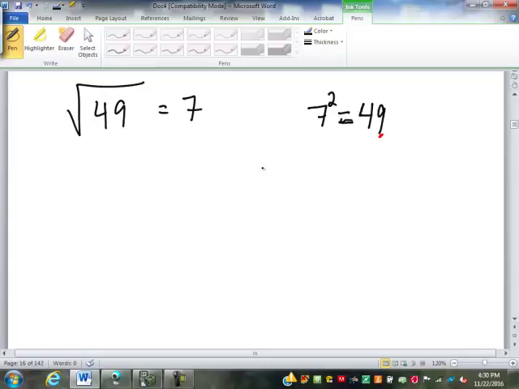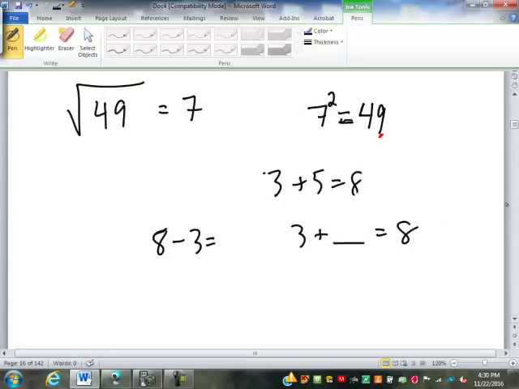I mean, the definition of addition, well, addition we defined on the number line, 3 plus 5 equals 8. The definition of subtraction is 8 minus 3 is the number such that when you add it to 3, it equals 8. So it's defined in terms of addition. Same with multiplication and division.